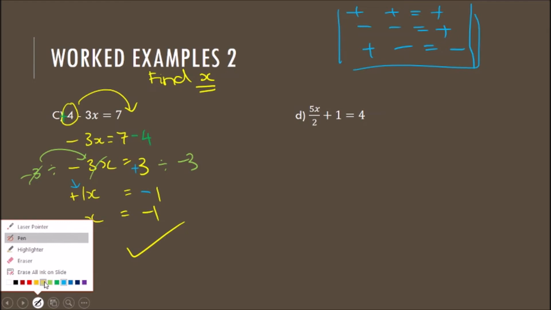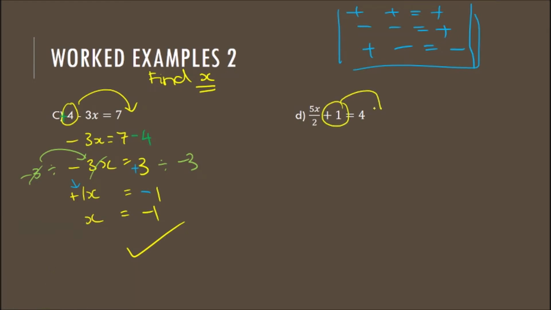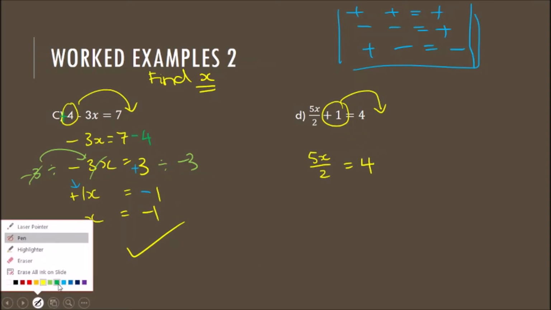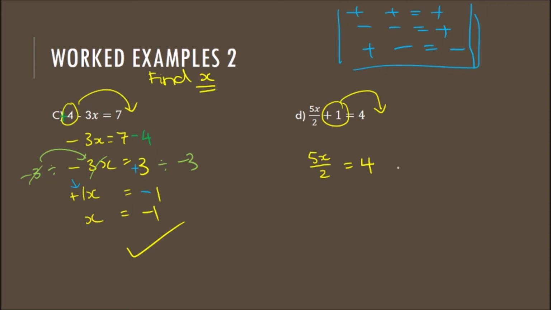So first thing, you move the 1 across. So it's 5x over 2 equals 4. Remember, that's the first house now. Positive 1 carried over the equal sign now equals minus 1. Do we see that? The sign changes. Yes, when it goes across the bridge, the equal sign, it changes. So now my new equation is 5x over 2 equals 3.